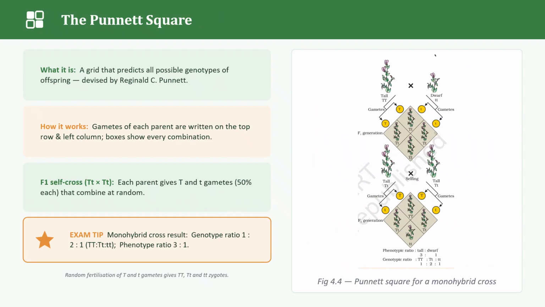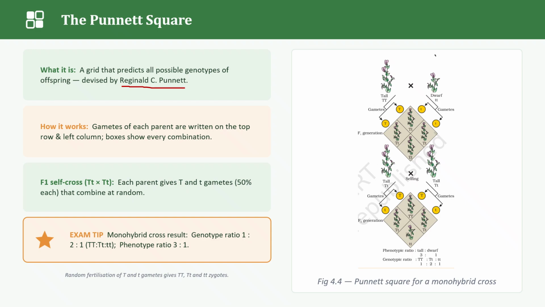Next, we are going to see the Punnett Square. Before understanding the Punnett Square, who developed it? It was developed by Reginald C. Punnett. This is a graphical method used to predict all possible offspring produced in a genetic cross.